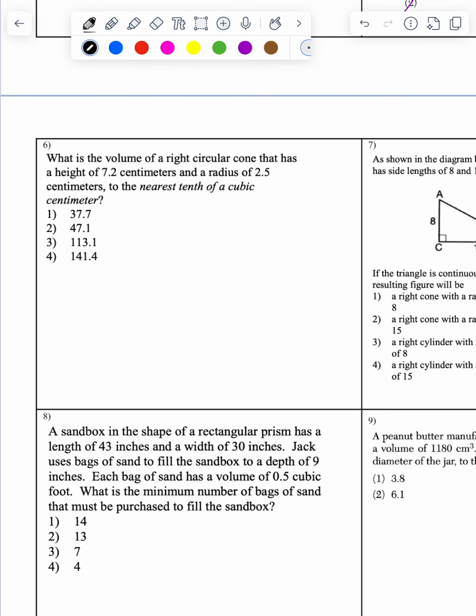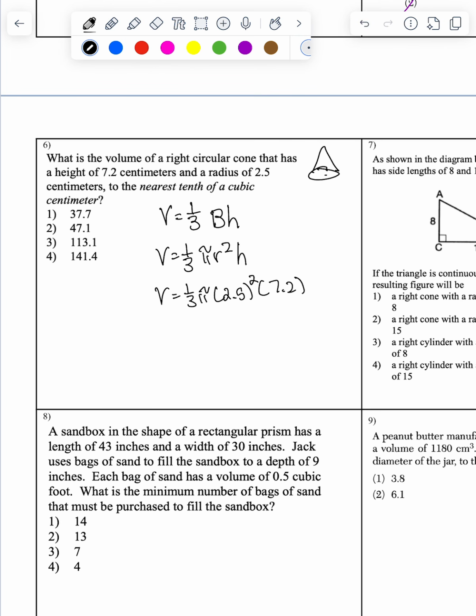So now we're talking about the volume of a cone. You're going to see it as 1/3 capital B times H. So that's 1/3. When we have a cone, the base is a circle, so that's pi r squared for the area of a circle, times the height. We are given that the radius is 2.5 centimeters, and we're given that the height is 7.2 centimeters. Everything's in centimeters, so we are good to go so far.